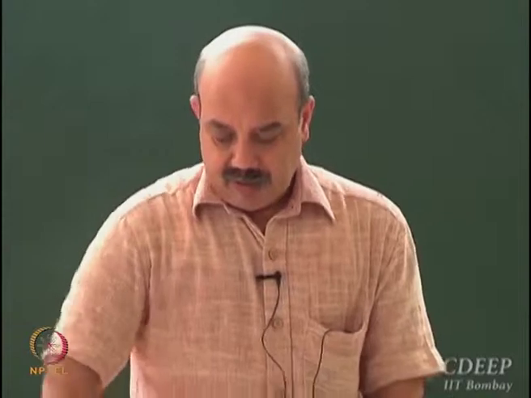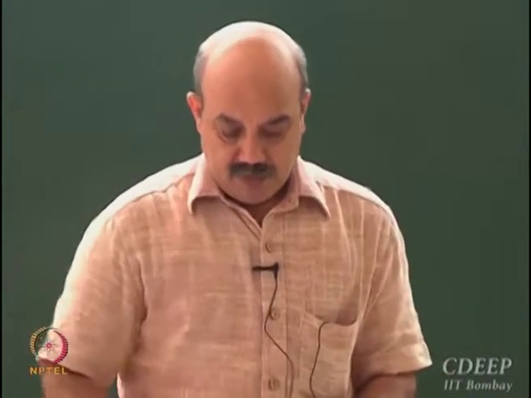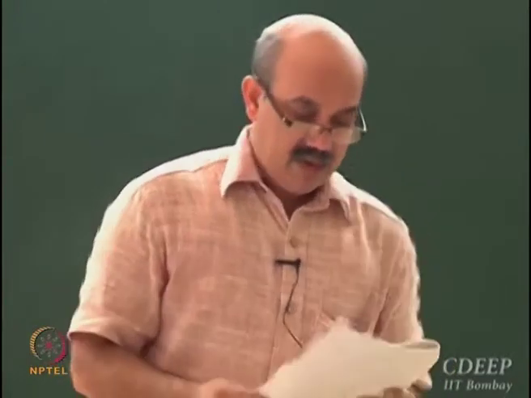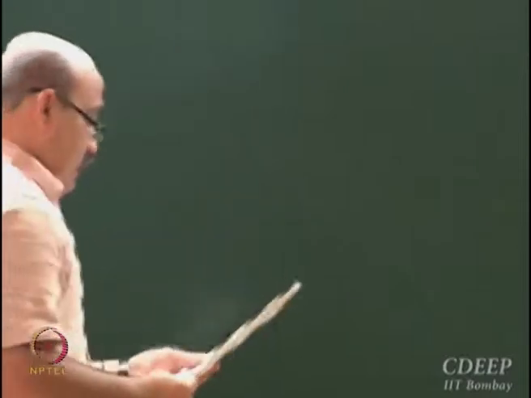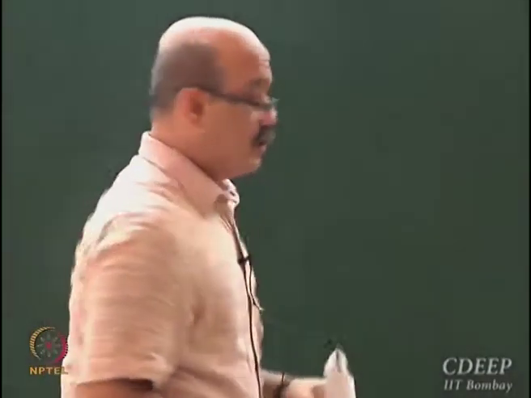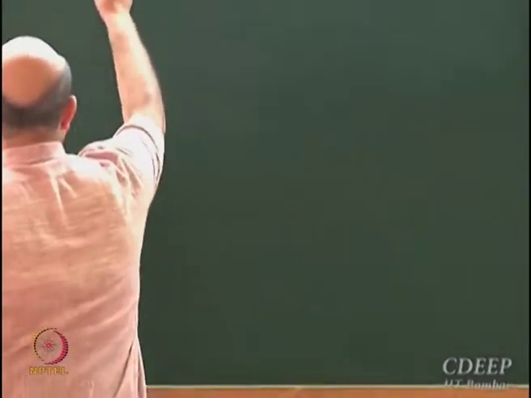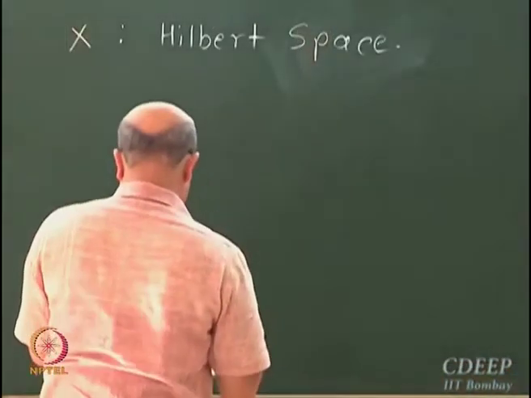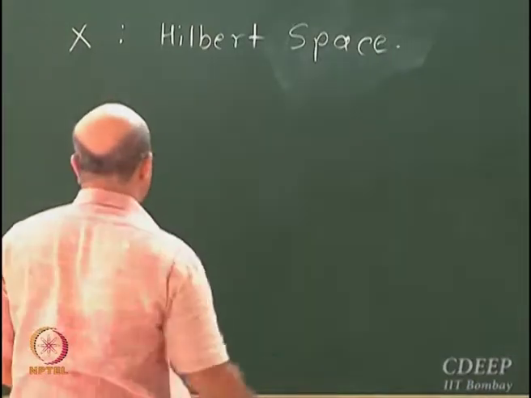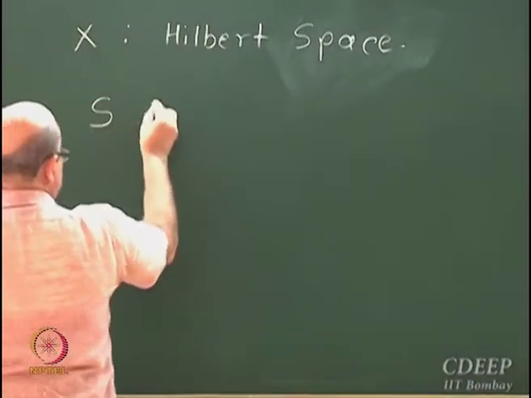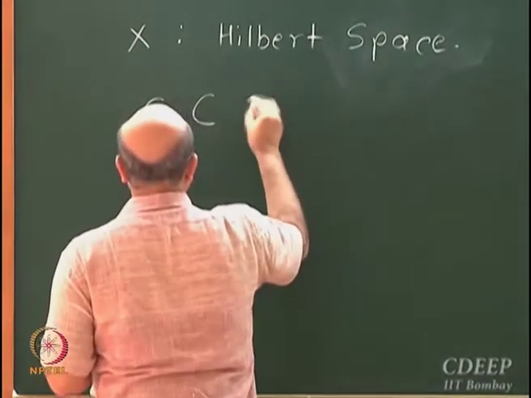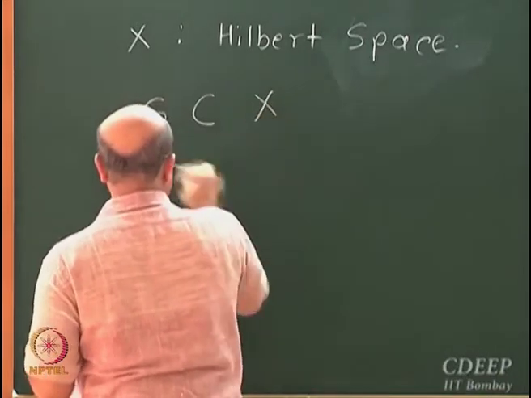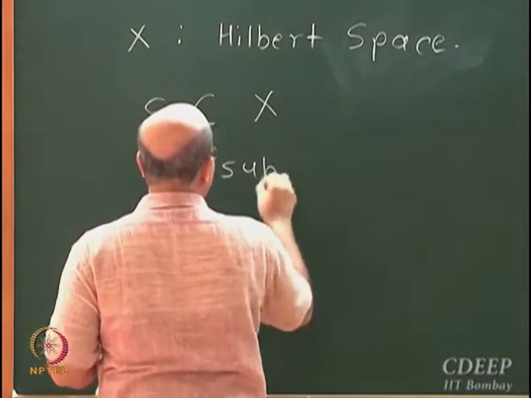So we are looking at what is called the normal equation. I'll just go over it very quickly. What we wanted was, we have a Hilbert space and we have this subspace S. S is a subspace of X.